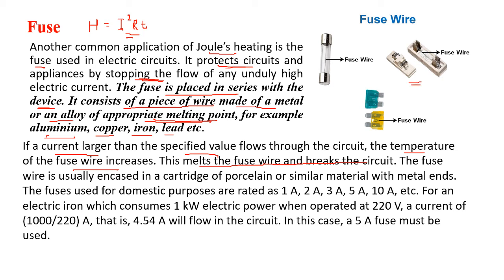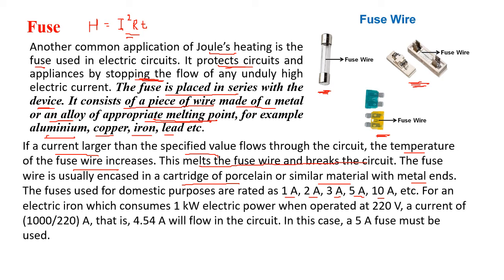Now you can see the pictures of the fuse. There are some fuses like this. These are for electrical appliances. This is for the main circuit. This is for motherboards and digital circuits. These fuses are enclosed in a cartridge of porcelain or similar material with metal ends. Now the fuse rating can be 1 ampere, 2 ampere, 3 ampere, 5 ampere, 10 ampere.